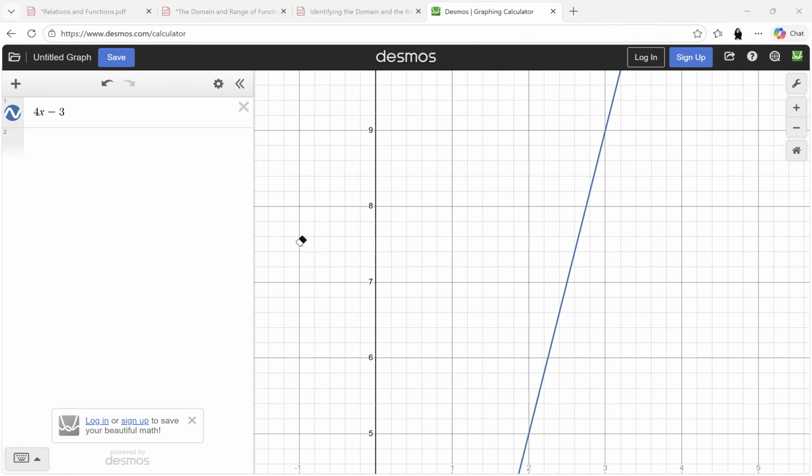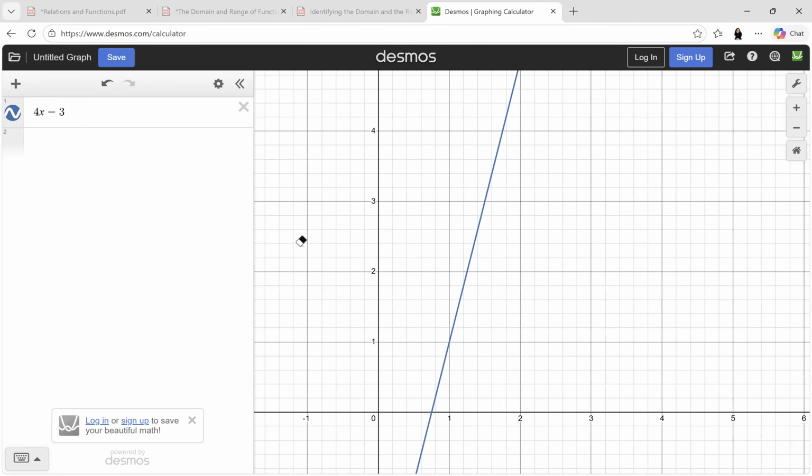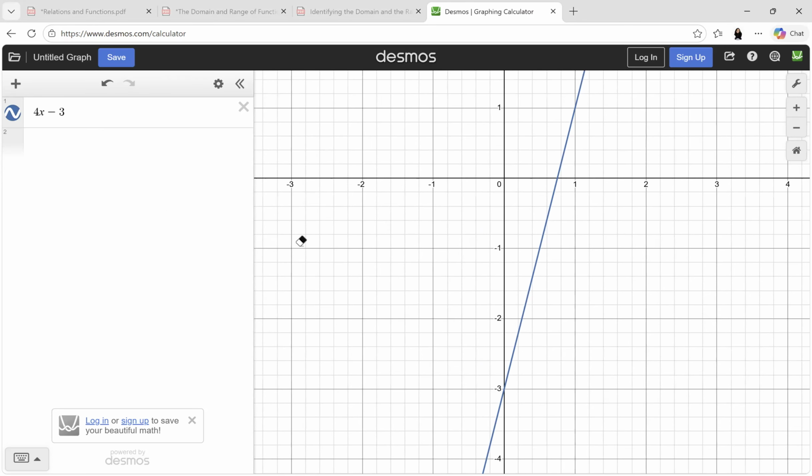All right. So if f of x is negative 3, what is x? If f of x is negative 3, what is x? 1. You sure? 1? This is the point, right? F of x is negative 3 over here. So what's your x value there?